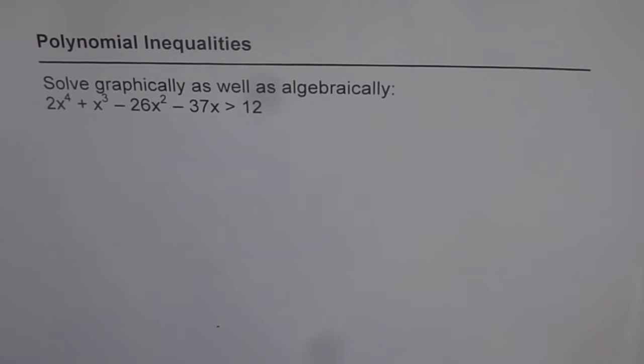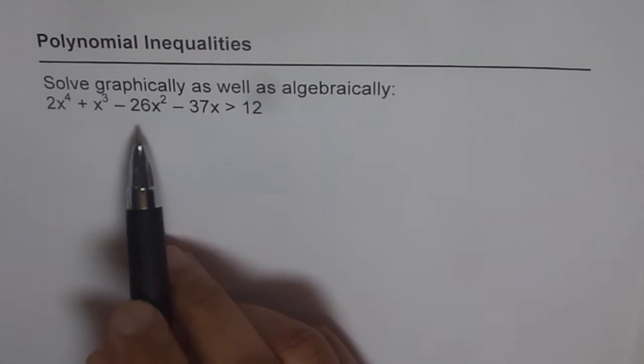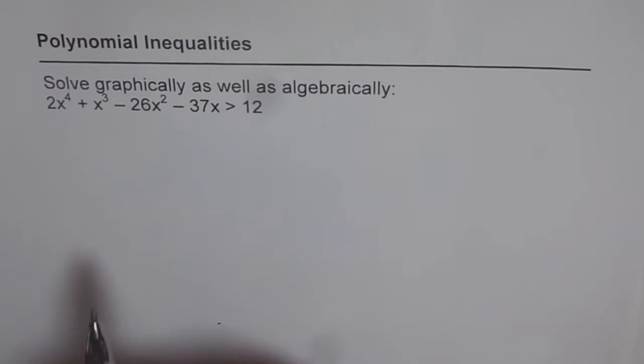Polynomial inequalities. Solve graphically as well as algebraically 2x to the power of 4 plus x cubed minus 26x squared minus 37x greater than 12. While this question is very important, I've seen it in test papers also, and it's a good question to take here in the video, since I get a chance to explain how to solve inequalities, both methods, graphical and algebraic. So let's go through this.